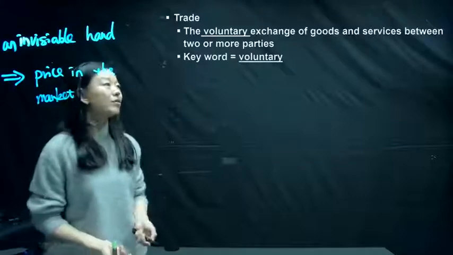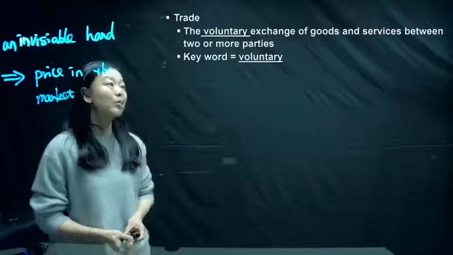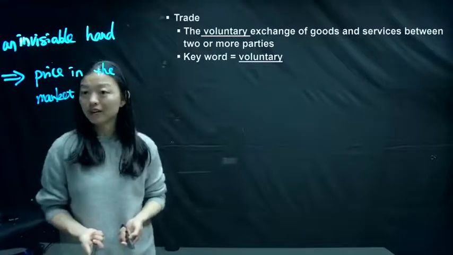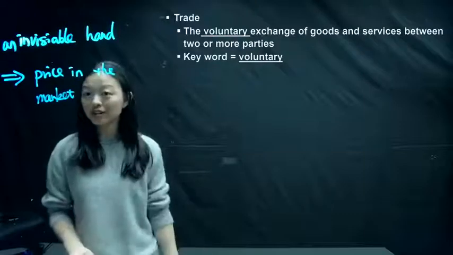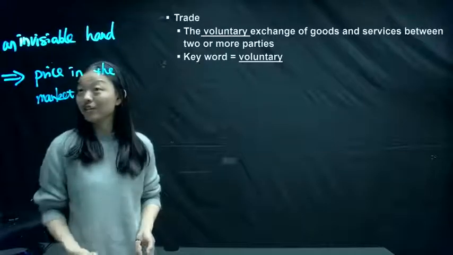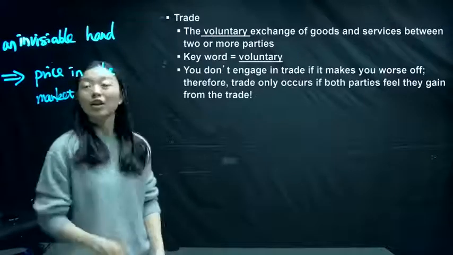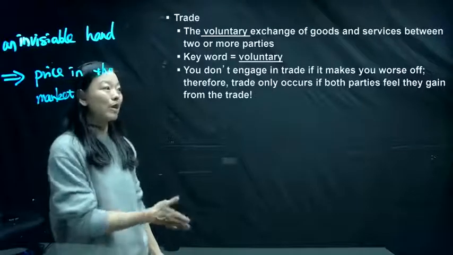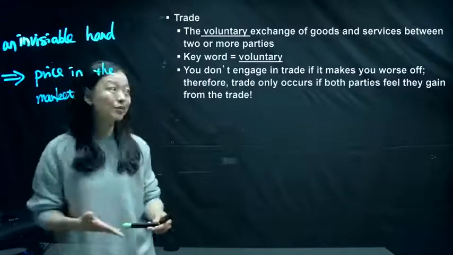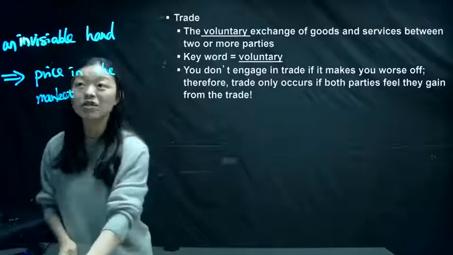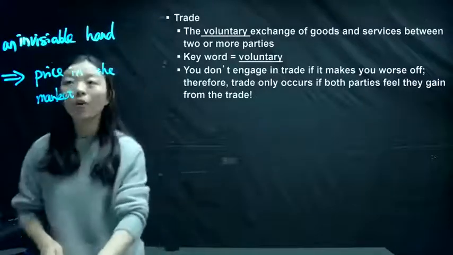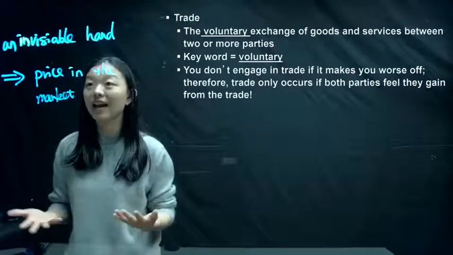So trade means the voluntary exchange of goods and services between two or more parties. Here the key word is voluntary. Why are you involved in trade? People only get involved in trade because trade can benefit them, right? You don't engage in trade if it makes you worse off. Therefore, trade only occurs if both parties feel they gain from the trade. And that's just what we said in this foundation: trade can create value. Why do people get involved in trade? Because trade can get them benefits.